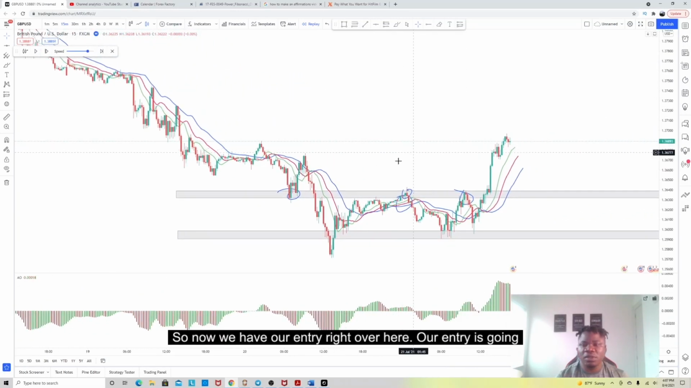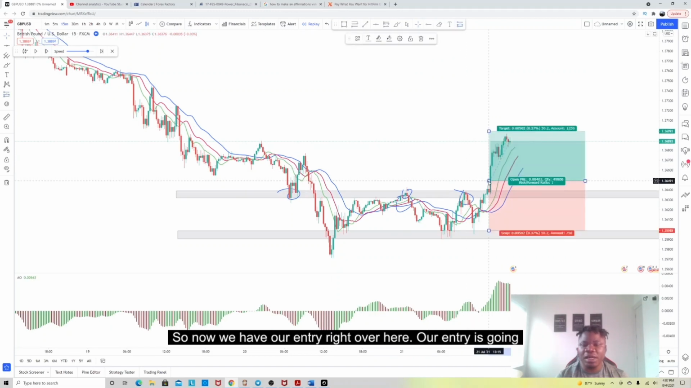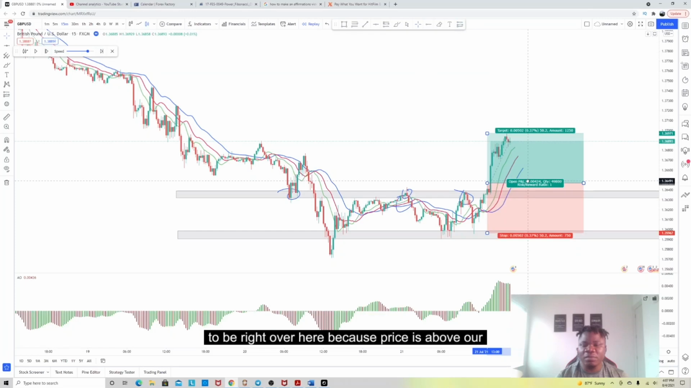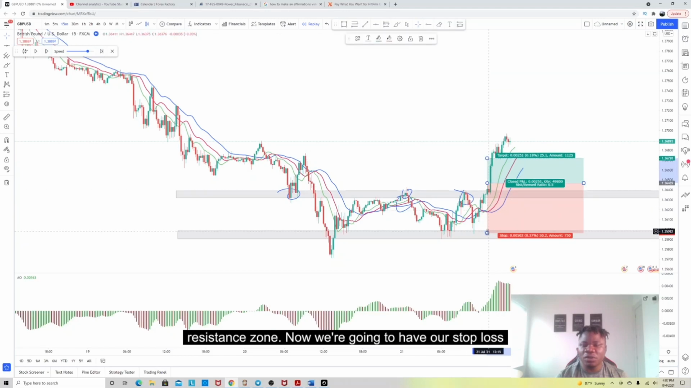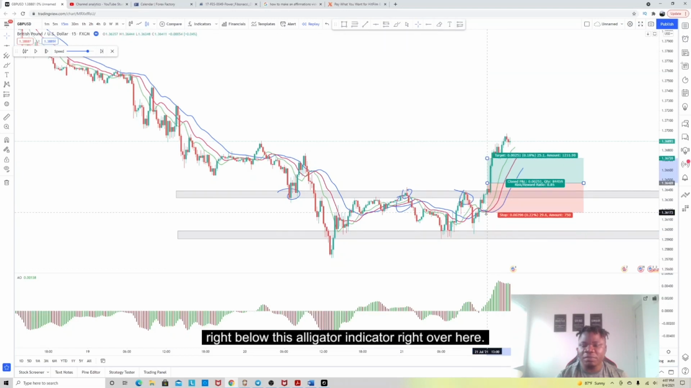So now we have our entry right over here. Our entry is going to be right over here because price is above our resistance zone. Now we're going to have our stop loss right below this alligator indicator right over here. We're going to have our stop loss for about 30 pips right there.